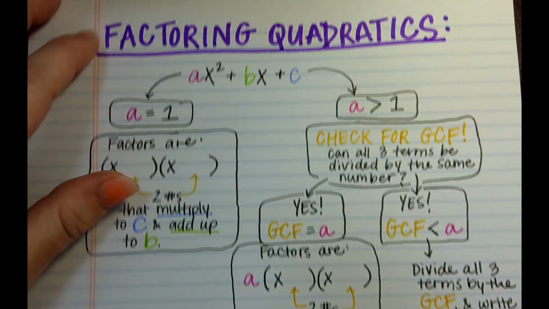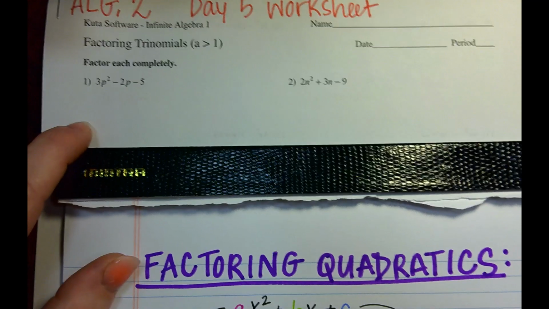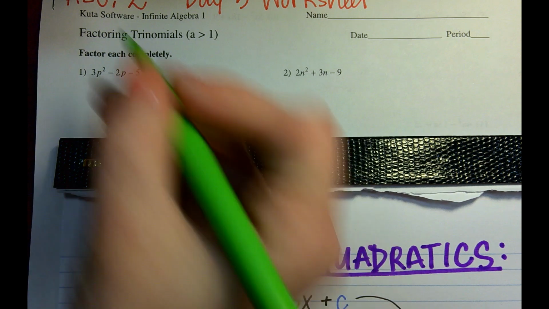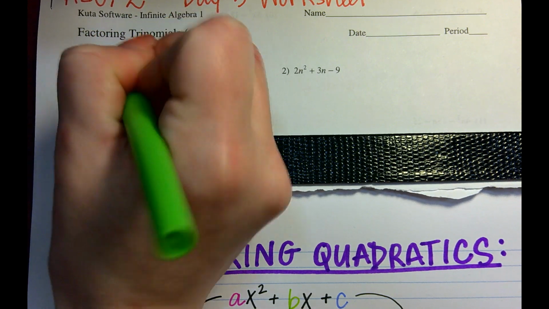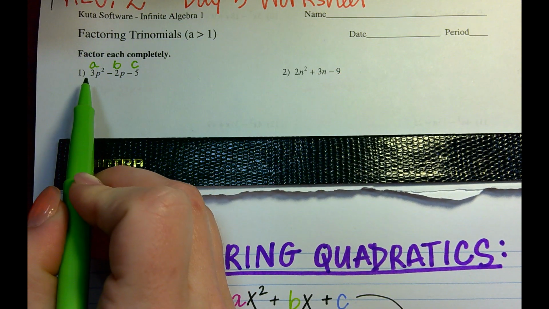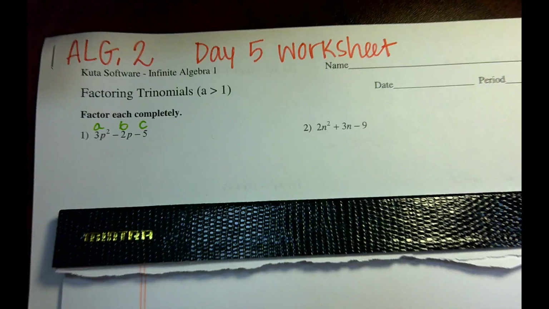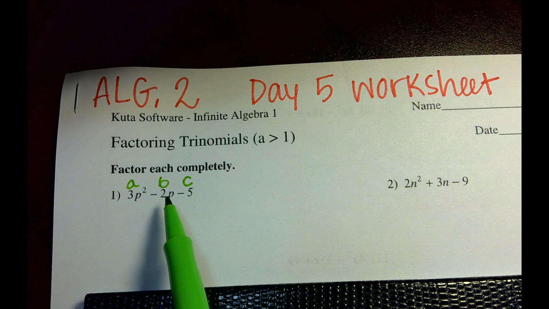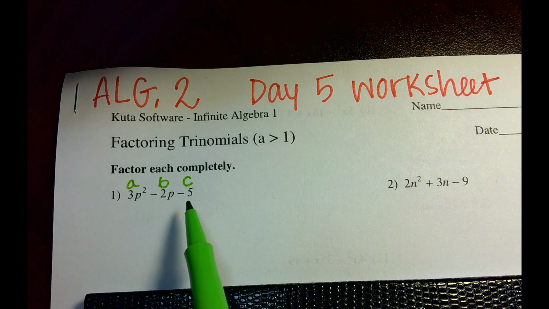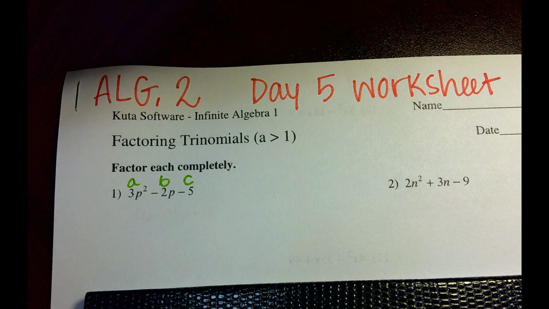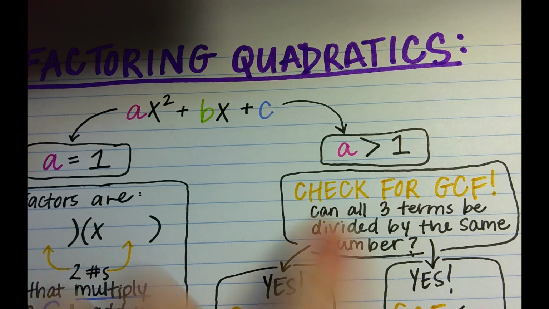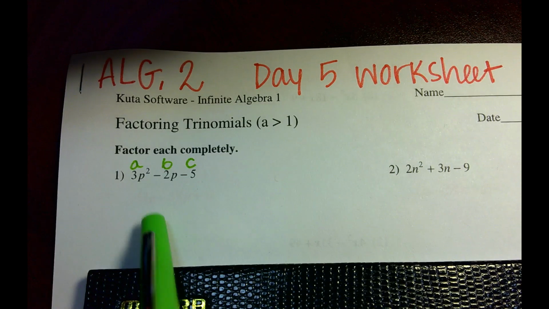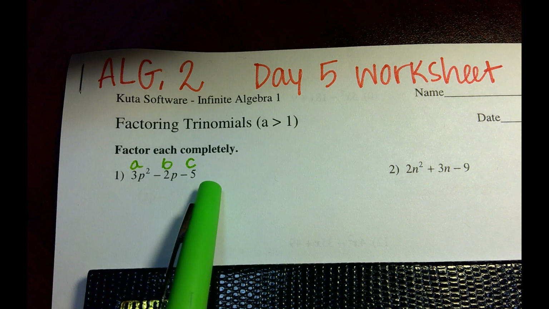So, looking at number 1 on this worksheet, let's identify our values for a, b, and c. So, what's our value for A? 3. What's our value for B? -2, good. And C? -5. So, can all 3 terms be divided by the same number? No, no. 3, -2, and -5 don't have a greatest common factor.